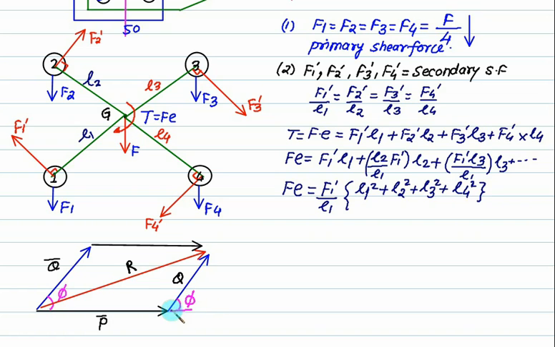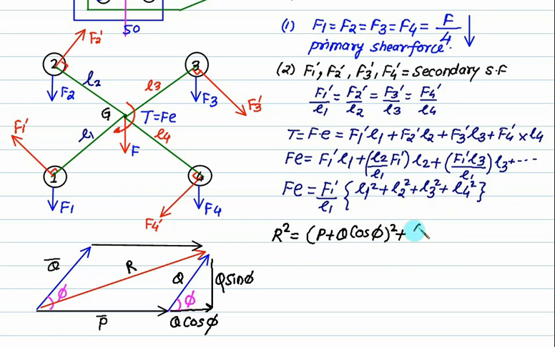So we will resolve this into two parts. One part is this and one part is this. One part is Q cos phi, and this one is Q sin phi. The law of Pythagoras we can apply and find this. So what is R square? This one is R square. This side is total P plus Q cos phi. This one is Q sin phi.